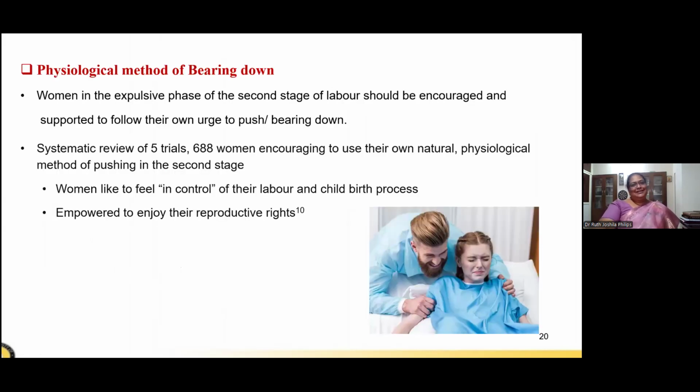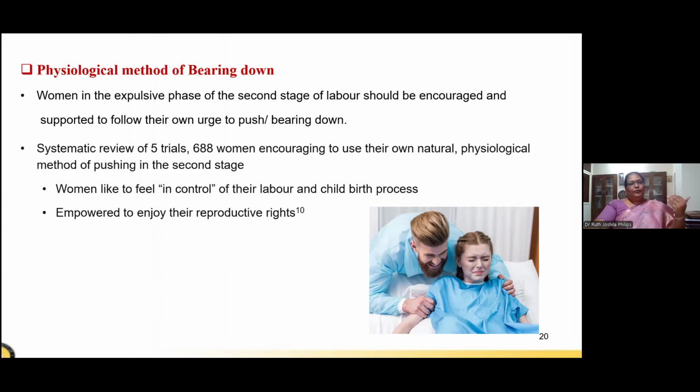When the woman is in the second stage, normally the obstetricians or the nurses encourage the woman to bear down or to push the baby out. Even in movies, we see people around, if there are any companions who are with the woman, they keep shouting push, push. But research says this is not a correct one. We should not instruct the woman to push on our instructions.